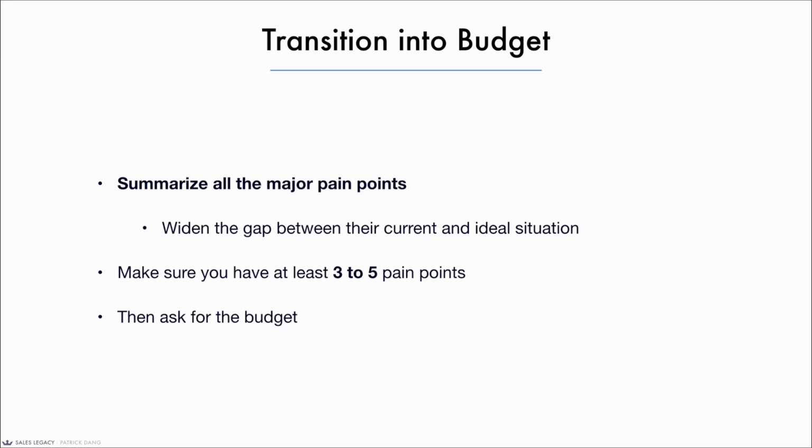And you just want to make sure that you get at least 3 to 5 critical pain points. And then when you're summarizing these pain points, what you want to do is widen the gap as far as possible between their current situation, where they currently are, and their ideal situation, where they want to be. So once you do that and you summarize all these pain points, then you have earned the right to move on to the next phase, which is to ask the budget.